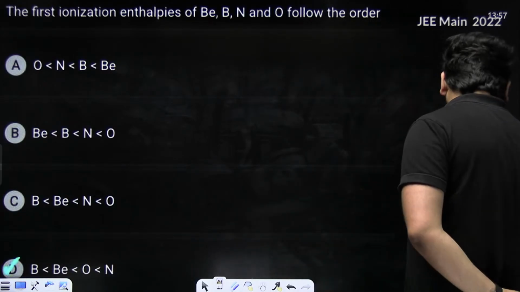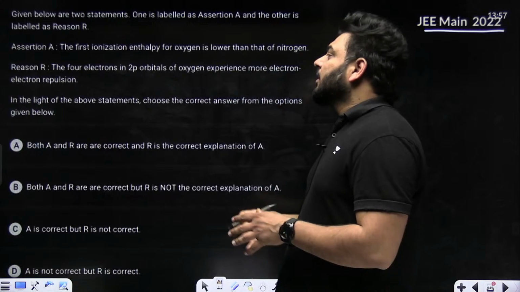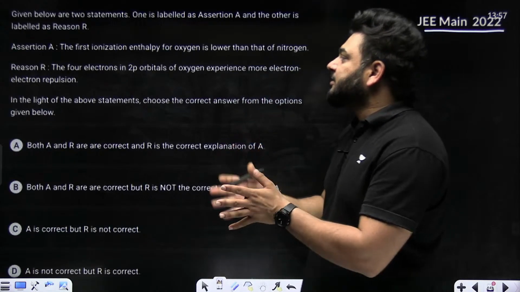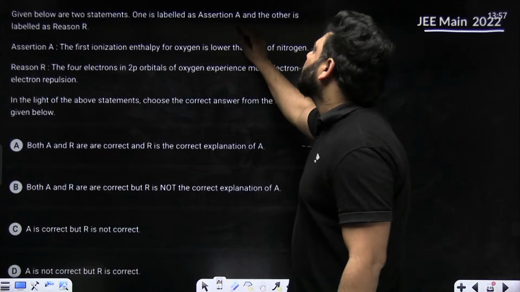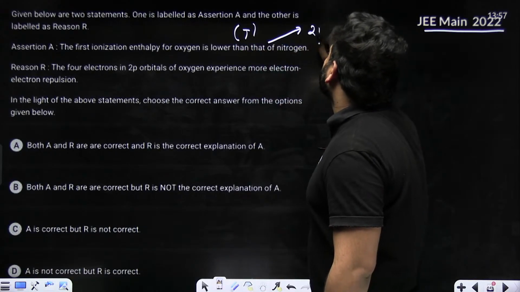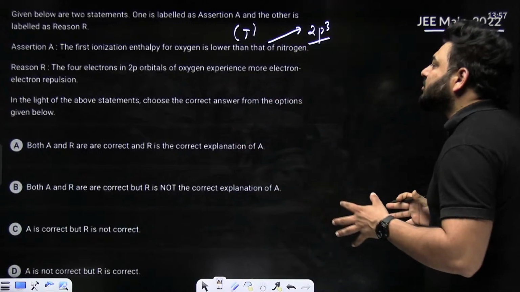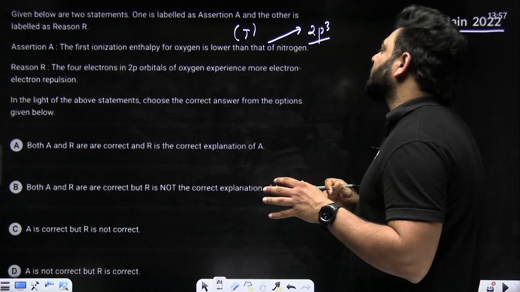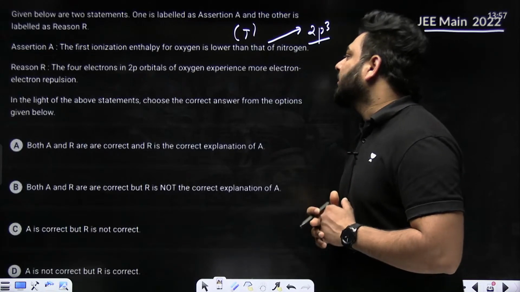Let's have another question from here, which appeared in JEE Main 2022. What the question says, it's an assertion, reason based question. Assertion is the first ionization enthalpy for oxygen is lower than that of nitrogen, which is true because nitrogen has a configuration of 2p3, the more stable configuration relatively with the oxygen. The 4 electrons in 2p, oxygen experience more electron repulsion, which is not a correct reason.